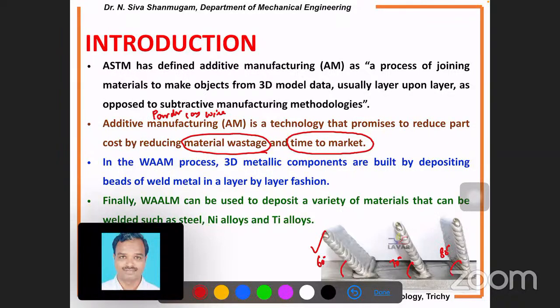If the material is in the form of filler wire, most of the filler wire comes with a diameter of 1.2 mm. If you have the filler wire and a robotic machine, then you can play with the filler wire according to the dimensions of the component. You can develop your own component in the laboratory.